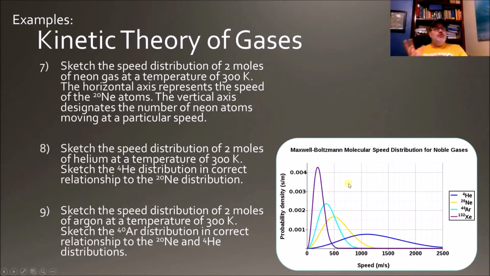All right, our distribution should look like this. Helium is going to be skewed to the right as a lower mass, so it's going to have an overall faster speed for the same number of moles at the same temperature. Neon is going to be scrunched over because it is more massive. Argon's even more massive, and if we did xenon, it would be scrunched even farther to the left. Lower velocity, same kinetic energy.